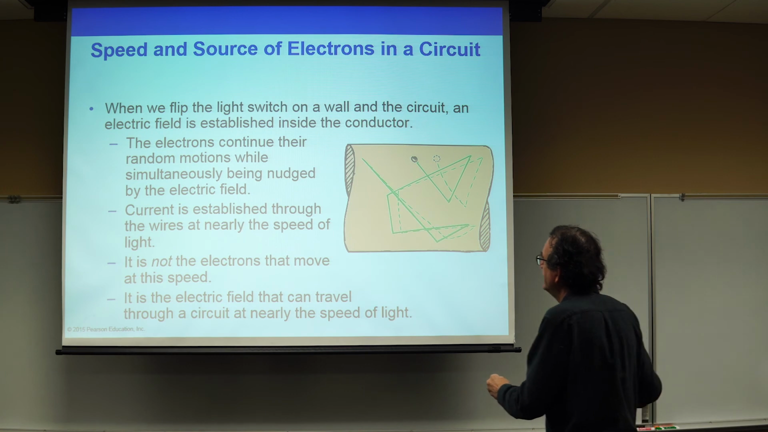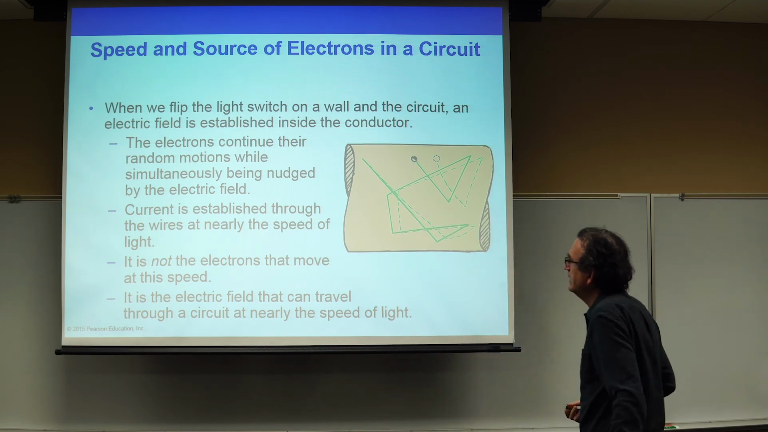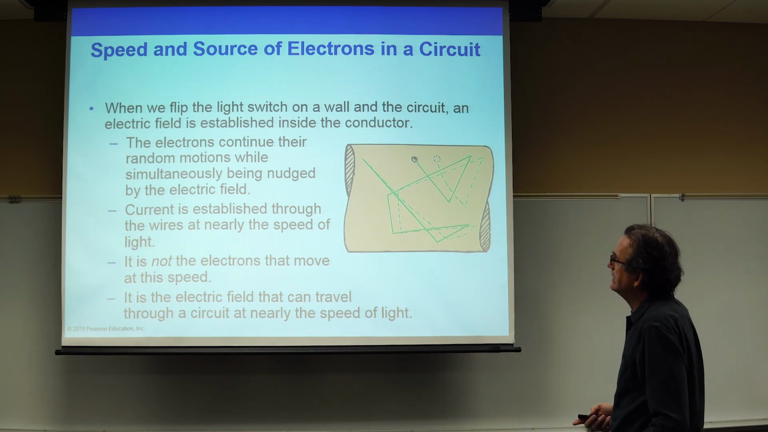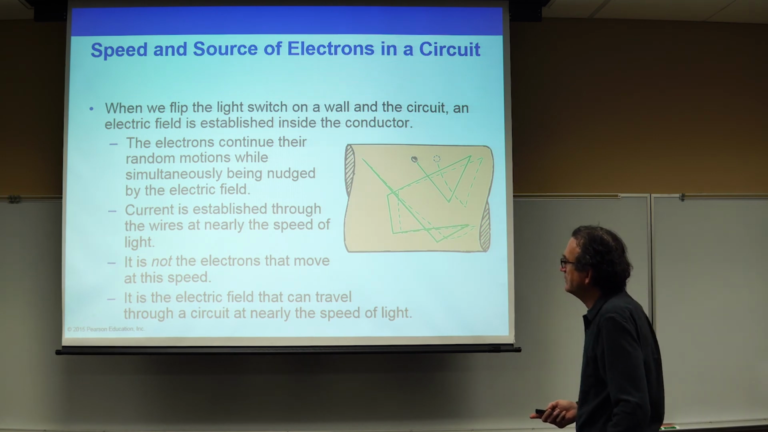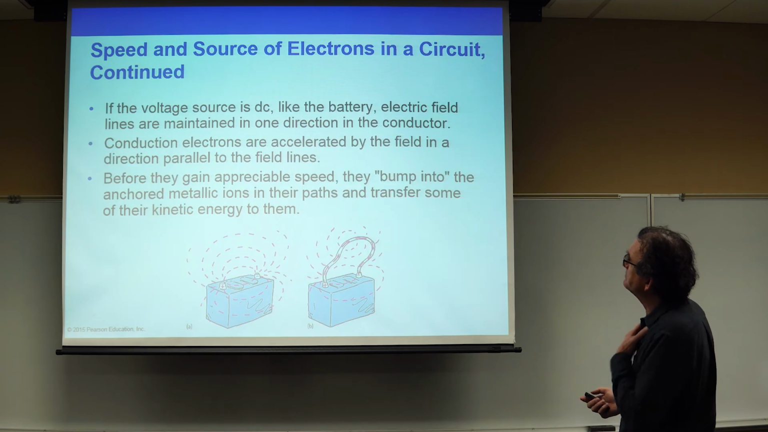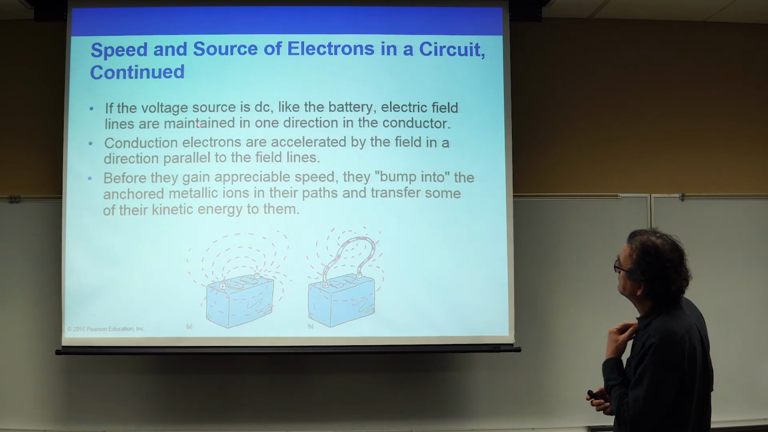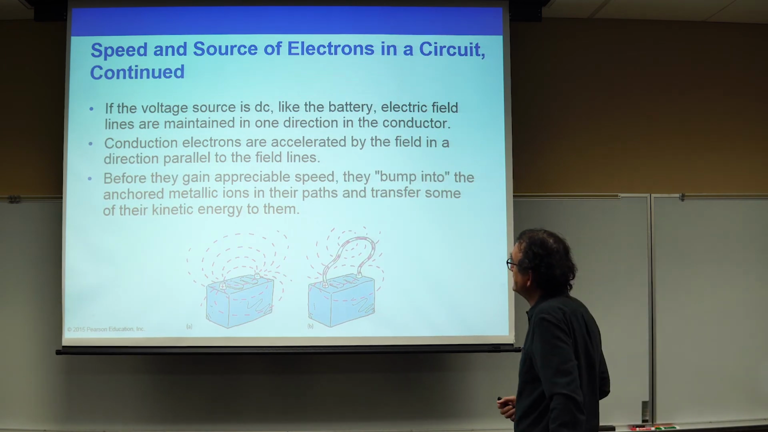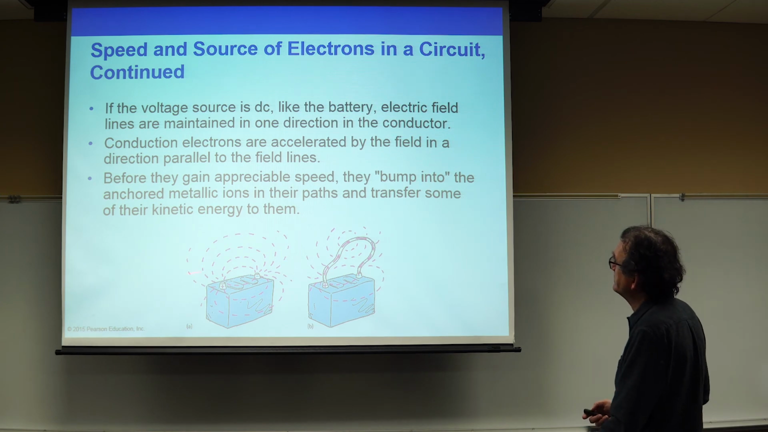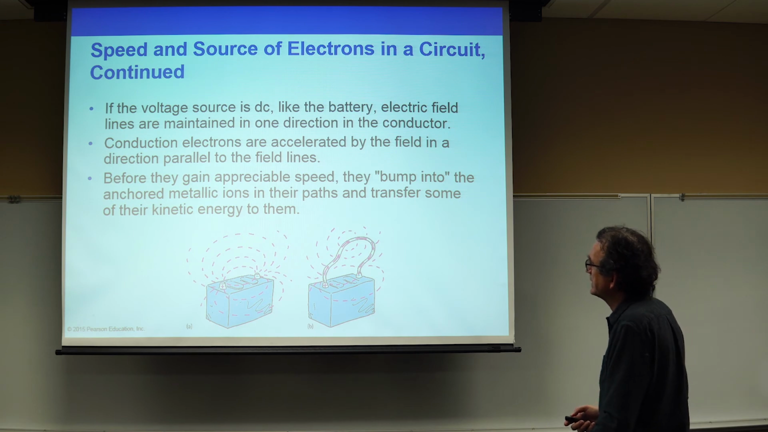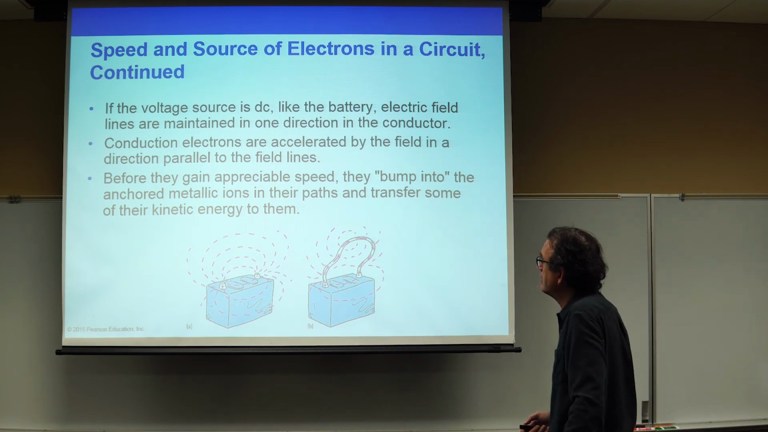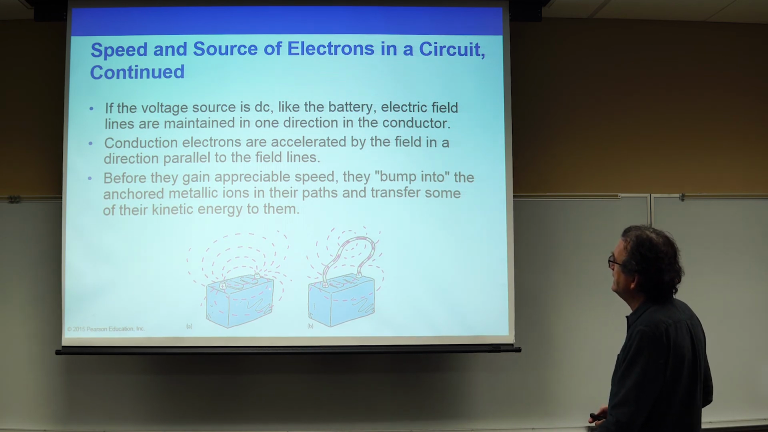But they're all moving in unison across the wire at a much slower speed than what you see as a result of the electric field or the switch. So, speed and source of electrons in a circuit. If the voltage source is DC, like for example a battery that we've been discussing, these batteries right here you see are DC. This looks very much like a 12-volt battery that you would place in your car with a positive and negative terminal.